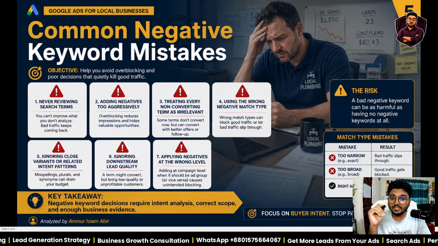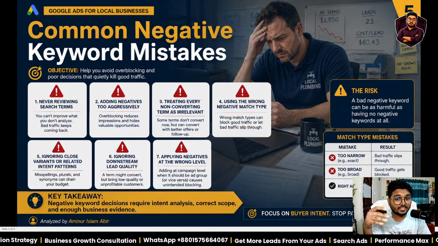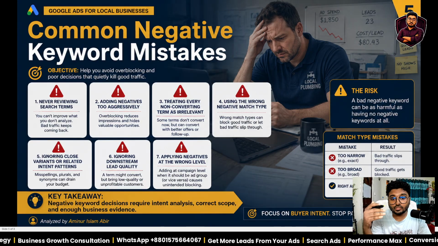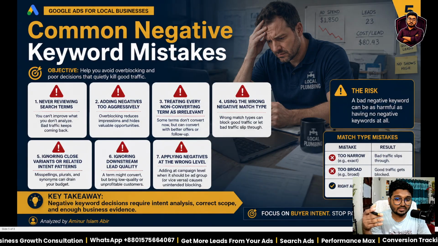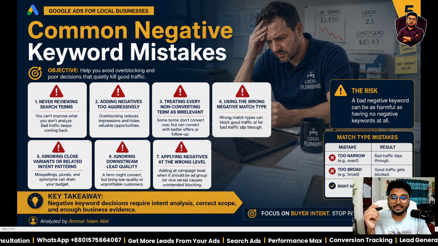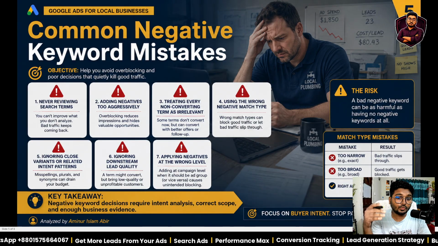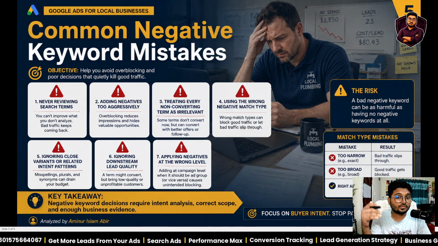The sixth mistake is ignoring lead quality. A search term may record a conversion but create wrong service inquiries: customers outside the service area, weak callers, or very low sales. The seventh mistake is adding the negative at the wrong level. An account-level negative may block a search that is poor for one campaign but useful for another.